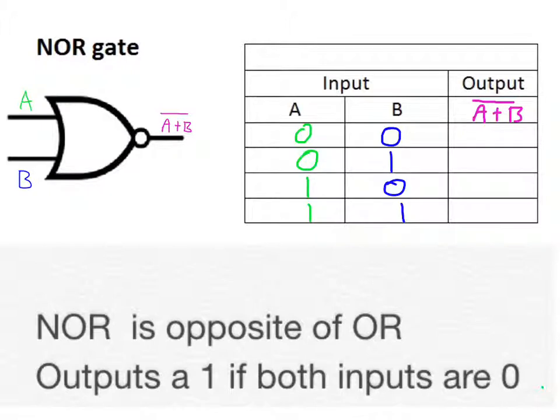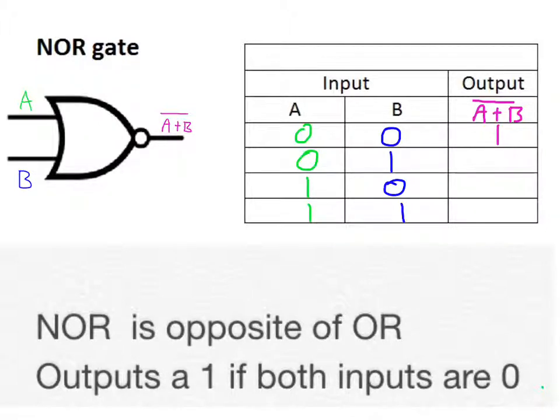And let's evaluate this. Starting with the first row, I'm going to think about how the OR gate would have reacted and do the opposite. So for a 0 and a 0, an OR gate would have output a 0. But in this case, we're going to put the opposite for the NOR. We're going to put a 1.